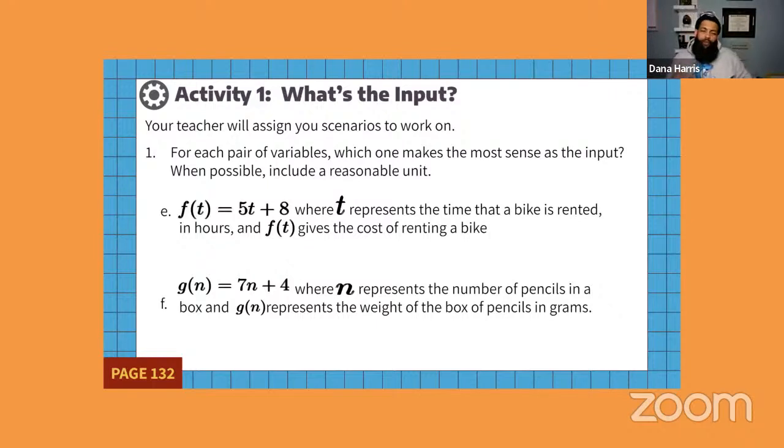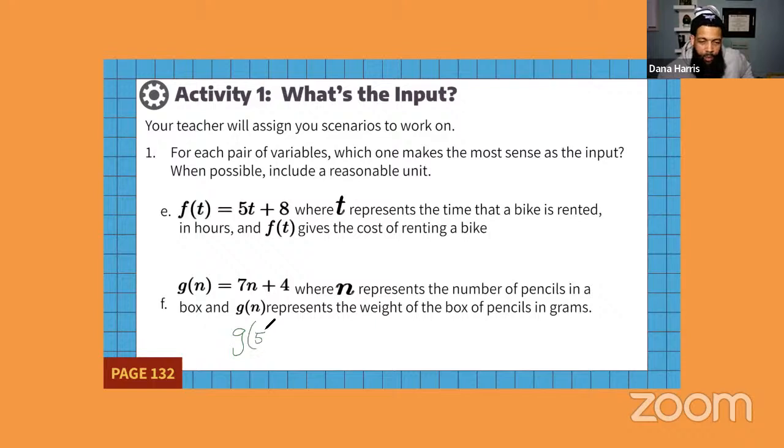We could find out, well, what is the weight of the box if there are 5 pencils in it? And then we could also compare that with the weight of the box if there are 7 pencils in it. So you can determine any value of n that you want. Okay, so G of 5, let's just write it.